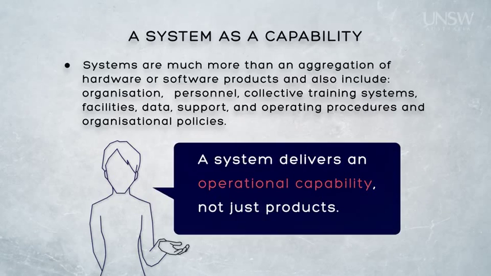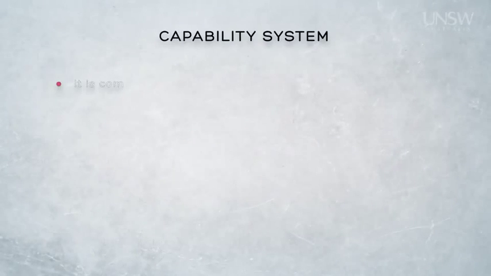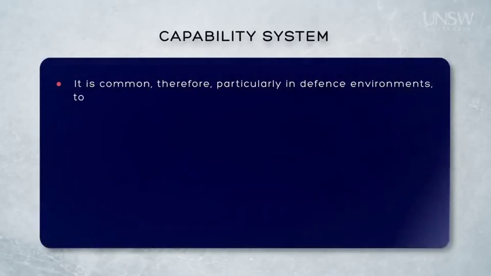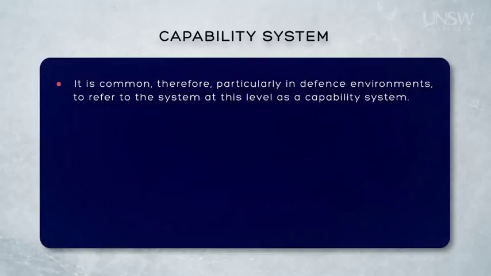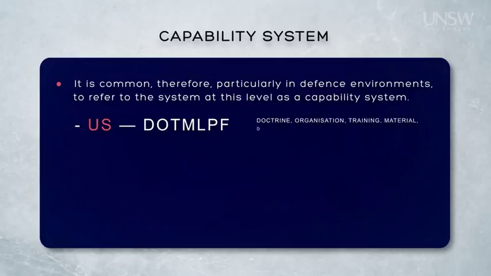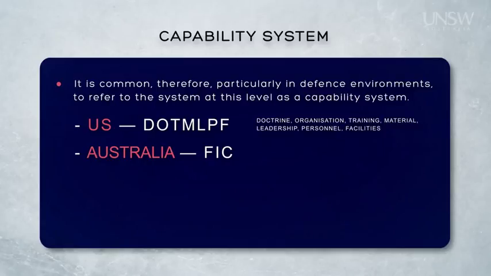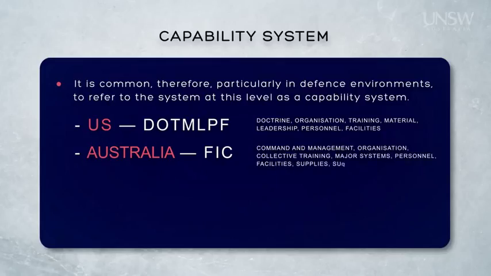In that sense, then, we can define a system as delivering an operational capability. It's common, therefore, particularly in defence environments, to refer to the system at this level as a capability system. In the US Department of Defense, the acronym DOTMLPF refers to the capability system elements of doctrine, organization, training, materiel, leadership, personnel, and facilities. In Australia, the capability system is considered to comprise fundamental inputs to capability, or FIC, command and management, organization, collective training, major systems, personnel, facilities, supply, and support.